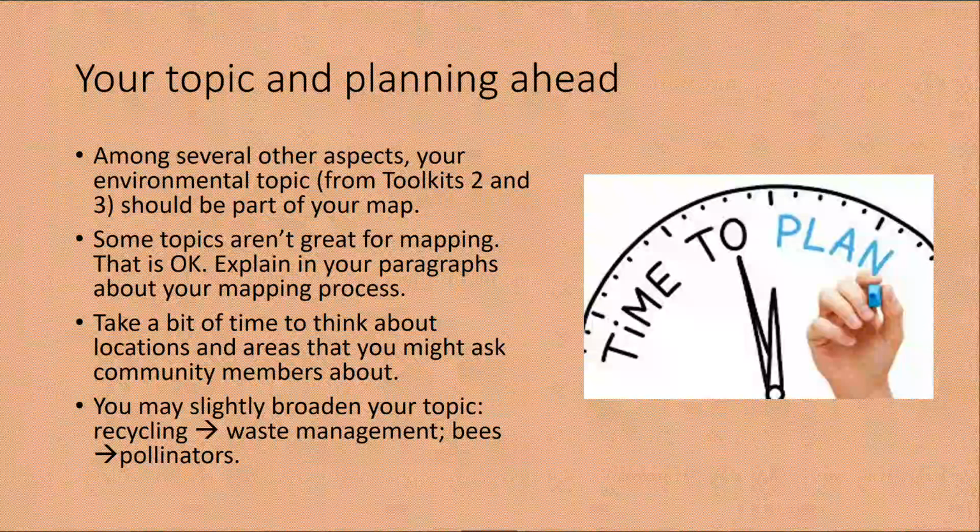One thing that you can do is, if you suggested an environmental issue that is a little bit narrow, a little bit specific, you can instead broaden it a little bit for your map. So if you were thinking about recycling at first, maybe you can instead talk about waste management. Or if you're thinking about bees in particular, maybe you can be a little bit more general, talk about pollinators instead, or rather including all pollinators and pollinator related issues in your map.